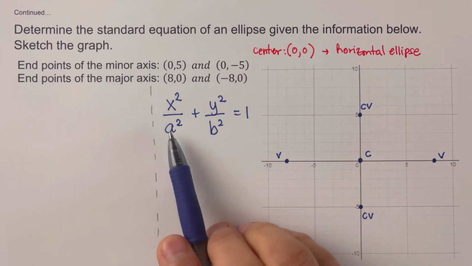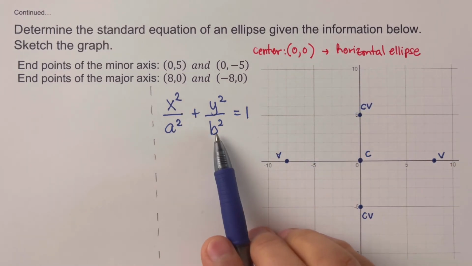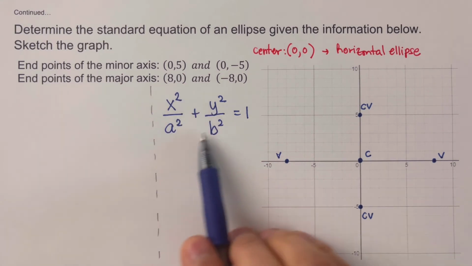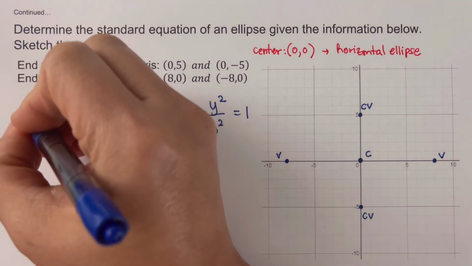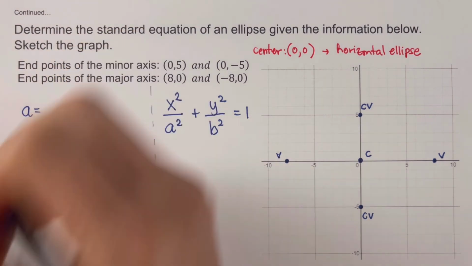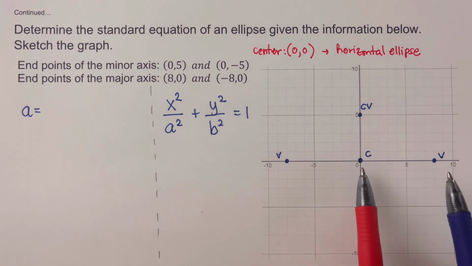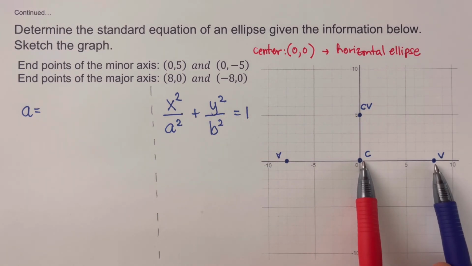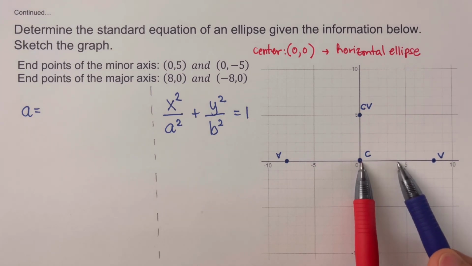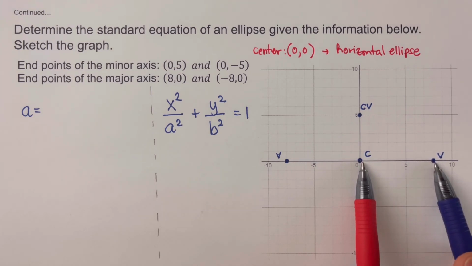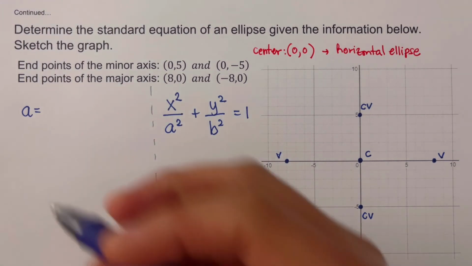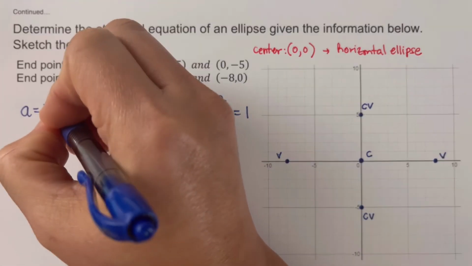So then we need to determine the value for a and the value for b so that we are able to write the equation of this ellipse. So let's start with letter A. Now we remember that we can determine the distance from the center to the vertex by using the distance formula, and that is our a. But we can go ahead and count it. 1, 2, 3, 4, 5, 6, 7, 8. Either way, you use the distance formula or just by counting it, you still get the same answer. So our a is plus minus 8.